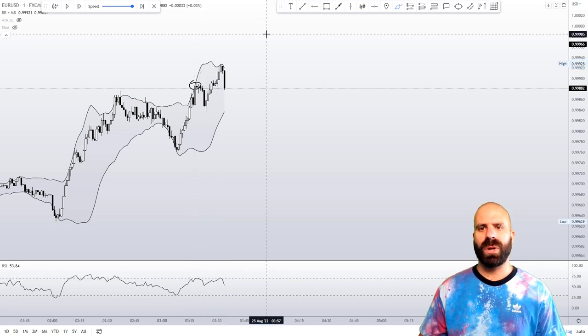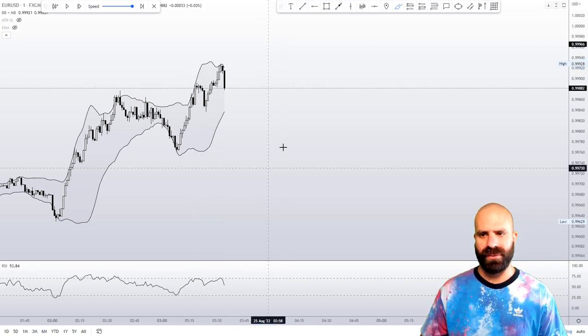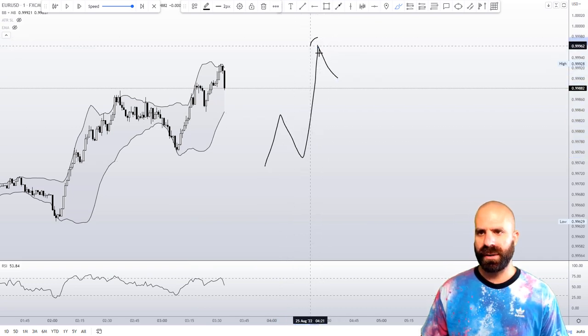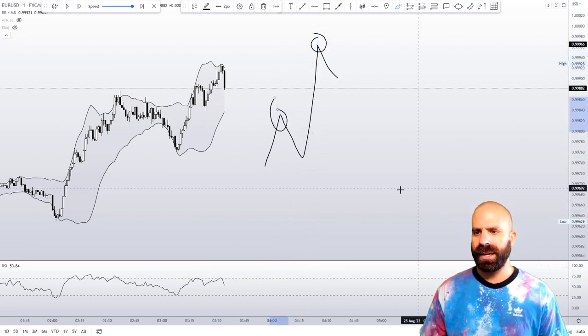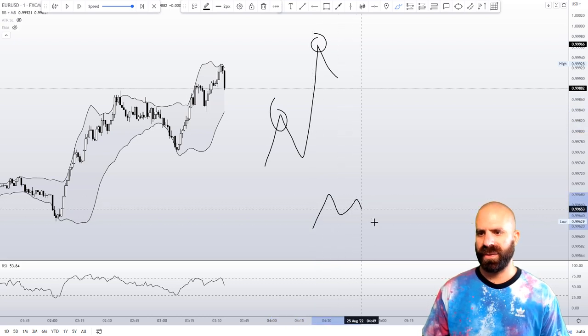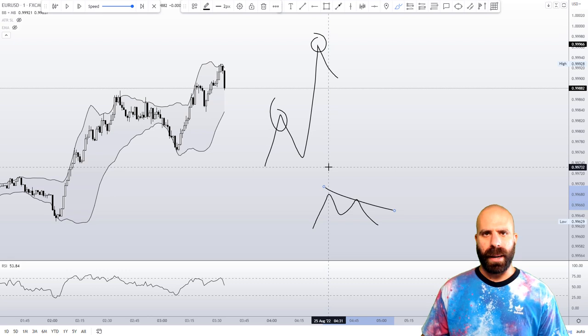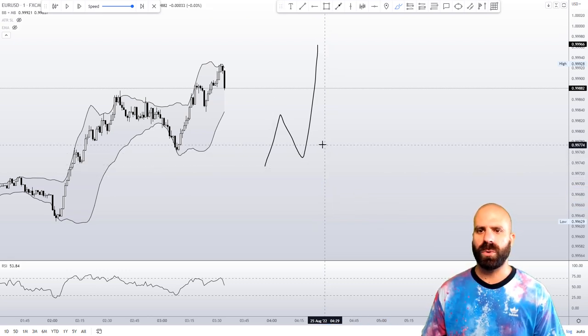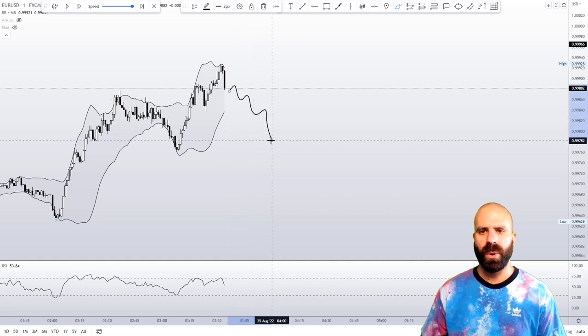If we have that, then we have the so-called regular divergence, where price action makes a higher high, as we see right here, but on the RSI indicator, you see the opposite pattern. You see something like that, let's say. This is called a regular divergence, and it is a potential indication that we are going to be moving lower.